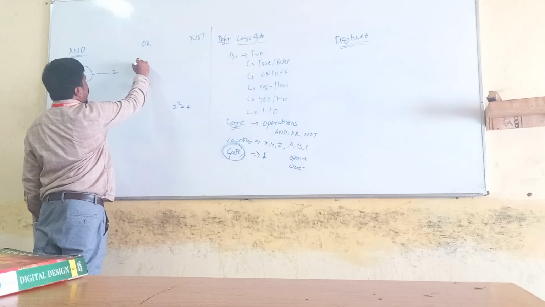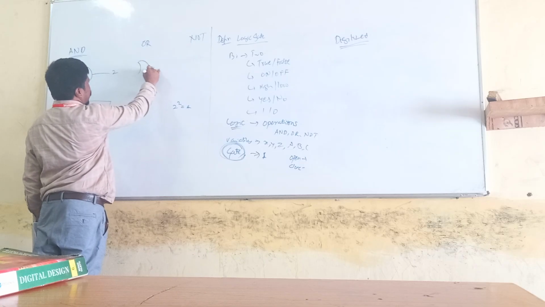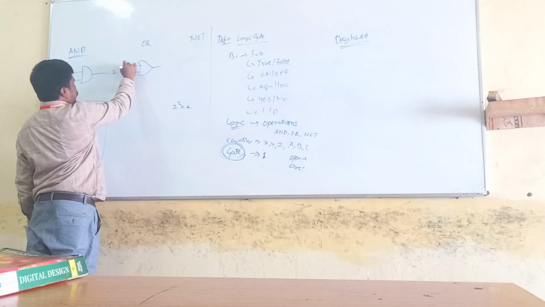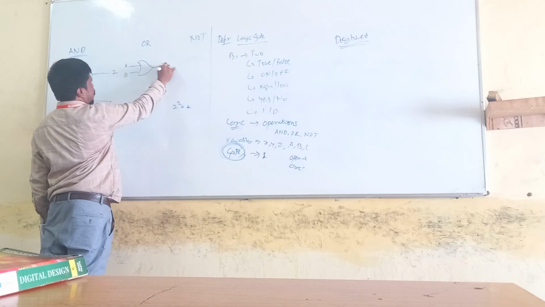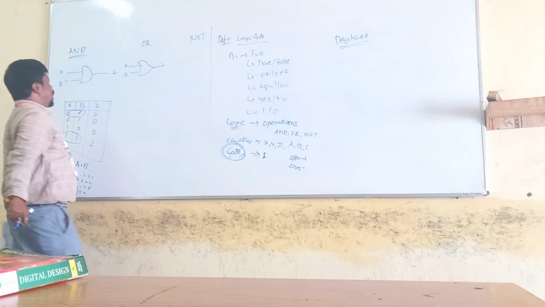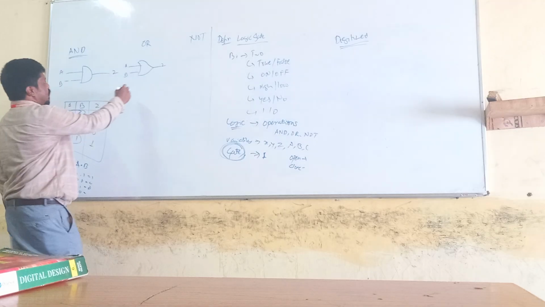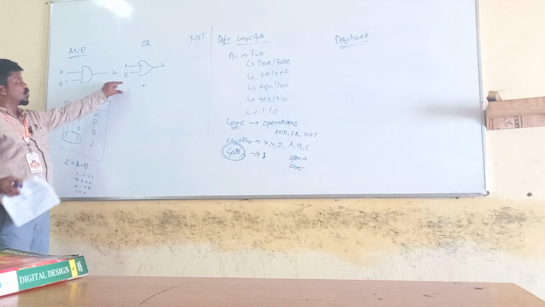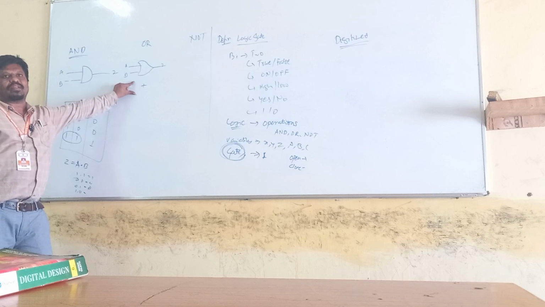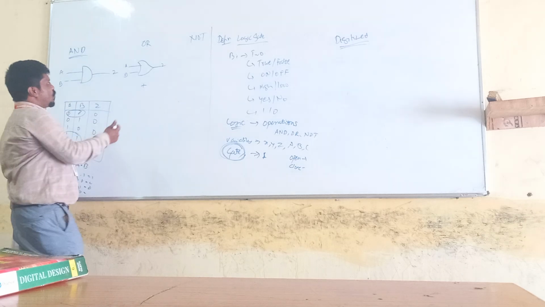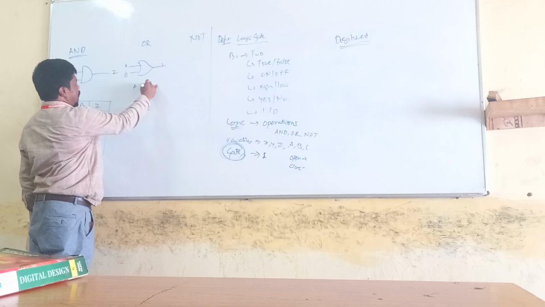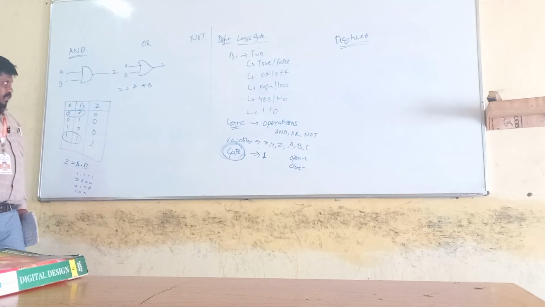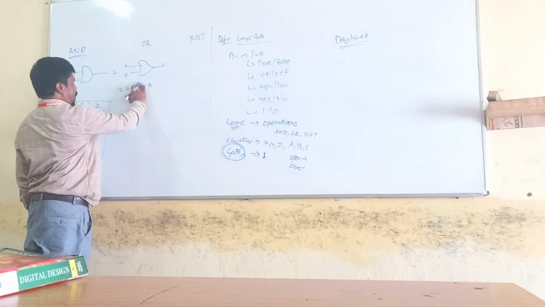Then if I switch to the next, that's nothing but the OR gate. The OR operation is represented with the graphical representation like this. Then I have the two variables here, A and B, and Z is the output. This operation is represented with the plus operator. A plus B, then the output is Z.